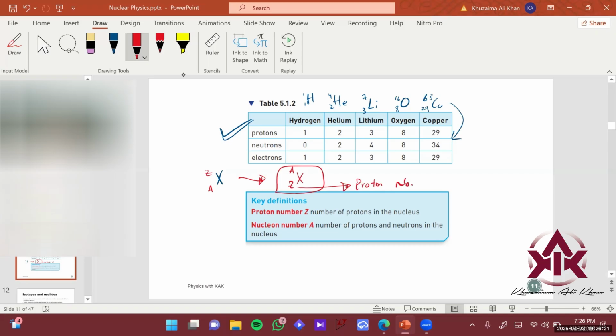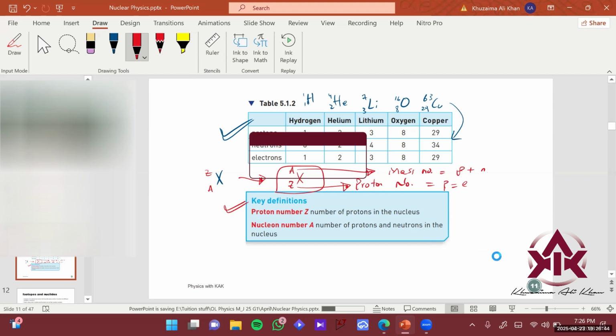That is equal to the number of protons and the number of electrons in a neutral atom. And what is A here? In this particular definition in your book, it is basically the mass number here. That is the number of protons plus the number of neutrons.